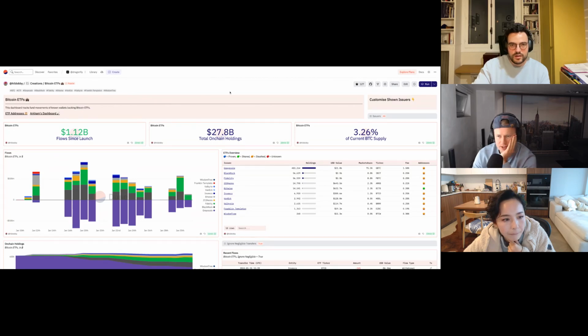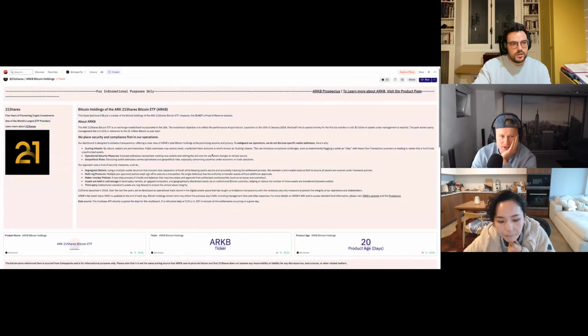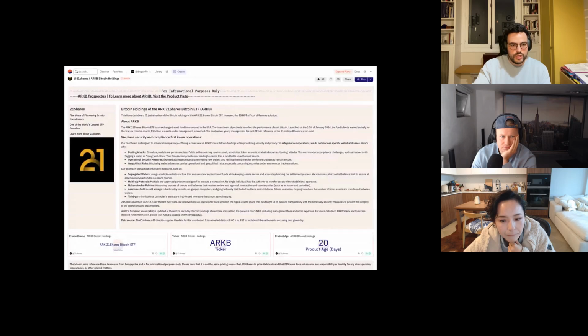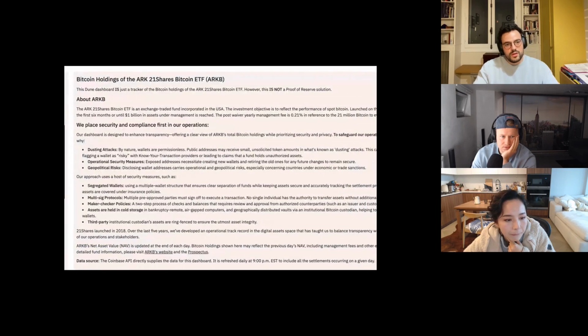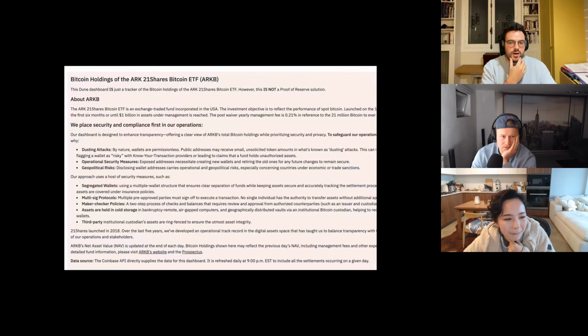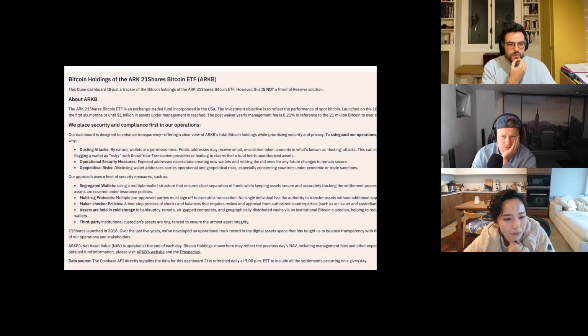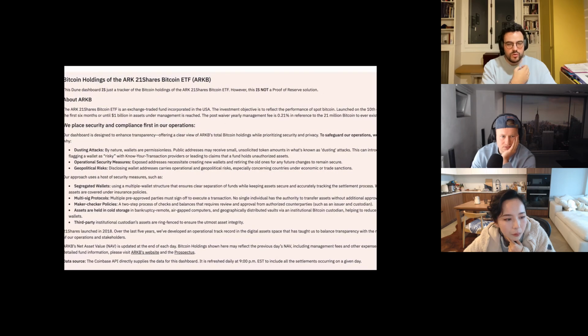There are probably some compliance reasons why they wouldn't want to share their addresses. I don't know if you can read these. There are dusting attacks that they are afraid of, because now you need to disclose all those holdings. Yeah, KYC stuff.